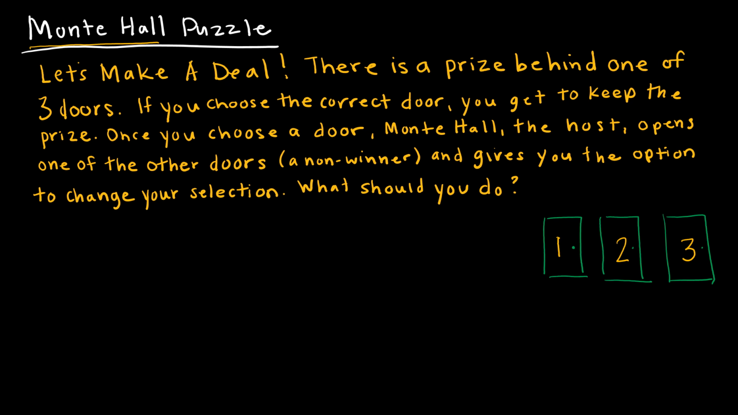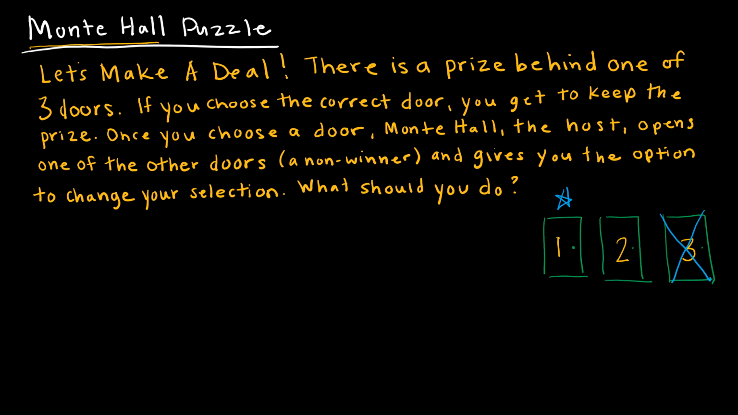But once you choose a door, let's say I'm choosing door number 1. Once I choose a door, the host will then open one of the other doors that's not a winner. So say he opens up number 3, and 3 is not a winner. So the question is, should I stick with door number 1? Or is it better, based on probability theory, to switch to door number 2? So think about that for a minute and then we'll go over it together.